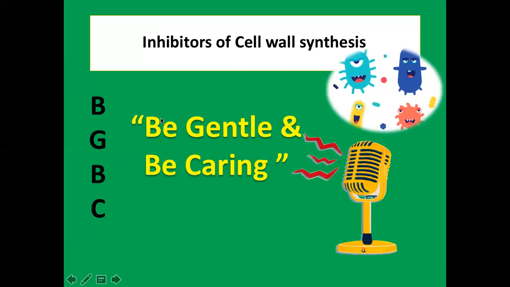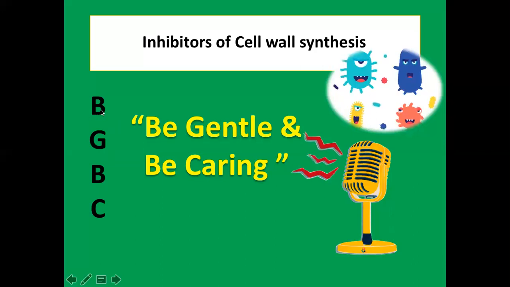The letter B refers to the beta-lactam groups. If you have heard of this type of antibiotics, the examples are penicillin, cephalosporin, monobactams, and the carbapenems. And the letter G, gentle, refers to glycopeptides. These are the glycopeptide group, and an example of that is vancomycin. And B is for bacitracin. And letter C is for cycloserine. Okay, so you remember: be gentle and be caring.